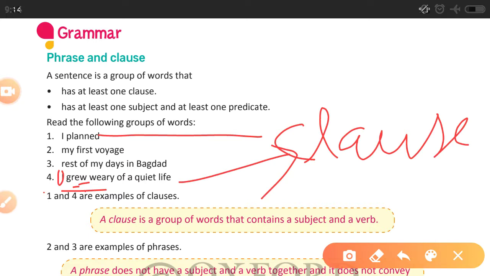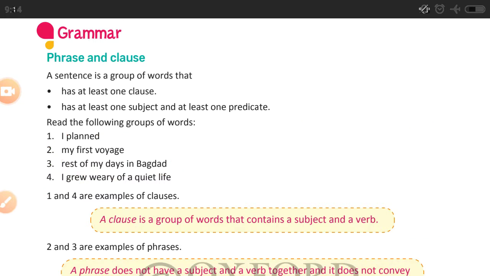Clear? Now we have example number second and third. My first voyage, rest of my days in Baghdad. Now we can see it starts with small letters. My first voyage. So there is no subject, no verb. Again, in rest of my days in Baghdad, there is no subject, there is no verb. So it is just a group of words. So we call a group of words a phrase. A phrase does not have a subject and a verb, and it does not convey complete sense. It means it does not convey complete meaning. Clear? So this is called phrase. Got it?